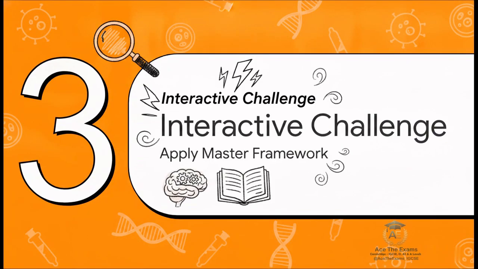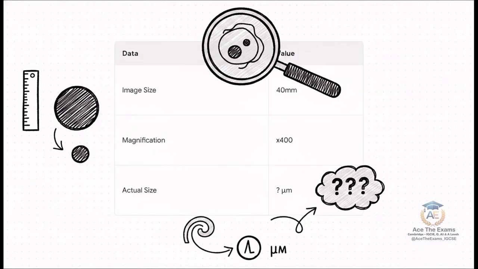All right, time to actually put this into practice. Let's actively apply our master framework to a Cambridge-style past paper example right now. Let's look closely at some data. We're given an image size of 40 millimeters. We have a magnification of times 400. But the actual size, which they are specifically asking for in micrometers, is left completely blank.